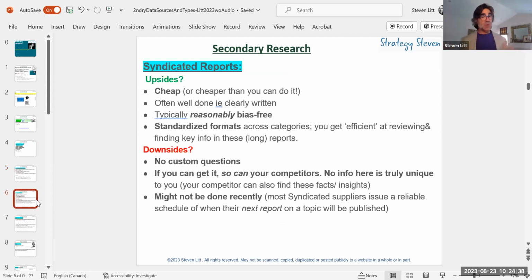So, syndicated, lots of upsides, cheap versus how you can do it on your own, often very clearly written, reasonably bias free because they're trying to present things in a cogent, factual basis with no tilt for one company or another because they're not sure who's going to actually end up buying it. Could be a post secondary institution, could be the Acme company, could be the Smith company. Standardized formats across categories help you get really efficient at learning where to find stuff and what kind of information is in what kind of report from each supplier.